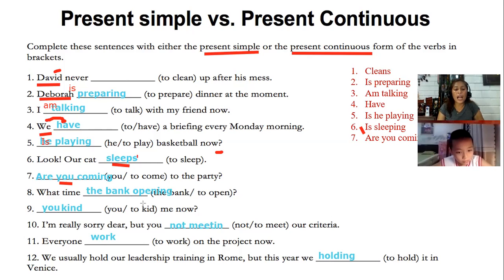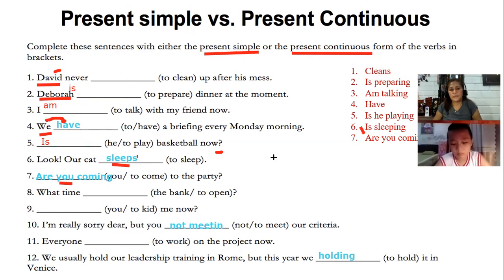What time the bank opening or opens? Just opens. Okay, you change if you think that is wrong or if you think that is correct. Do not erase. What time the bank opening or opens? Let us see your answer number 8.